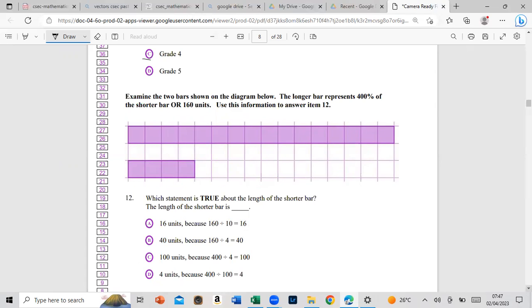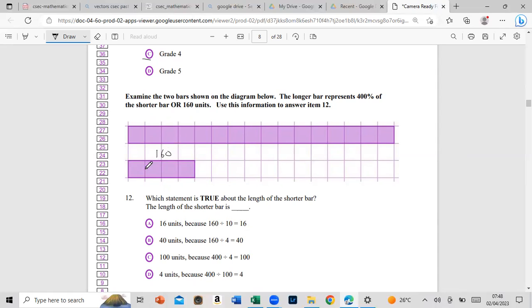Alright, so number 12 says, examine the two bars shown on the diagram below. The longer bar represents 400% of the shorter bar, or 160 units. Use this information to answer item 12. Which statement is true about the length of the shorter bar? Notice they're focusing on the shorter bar. And they said that the shorter bar should be 160 units.